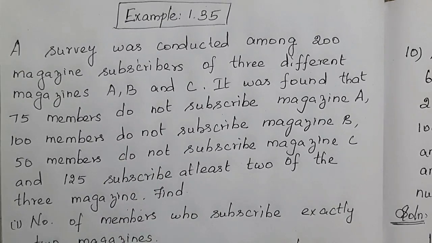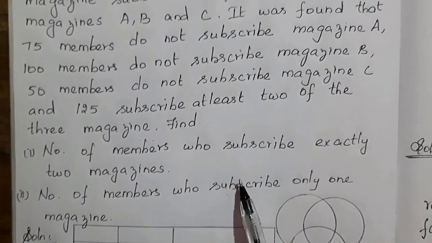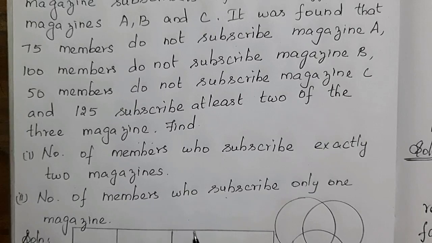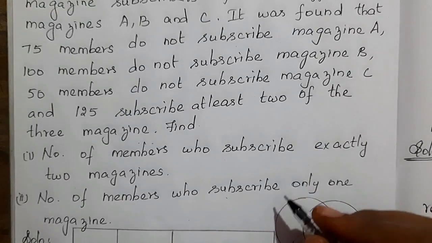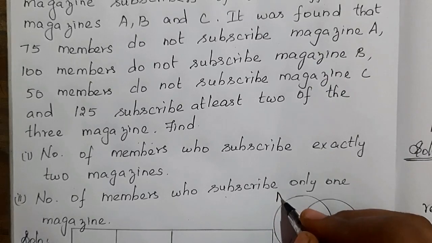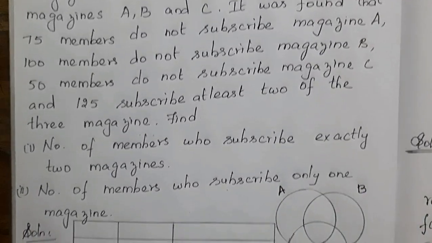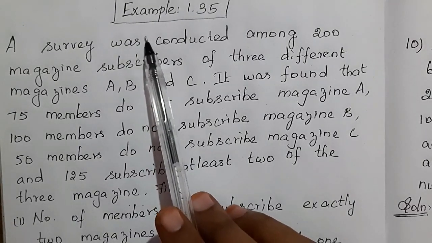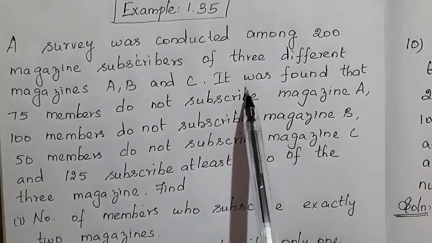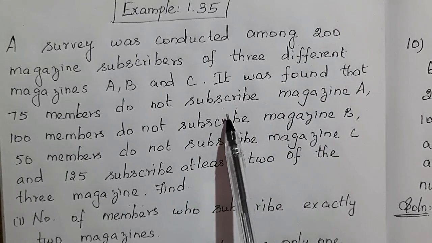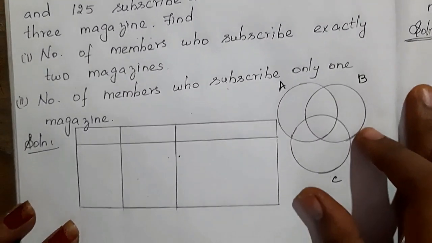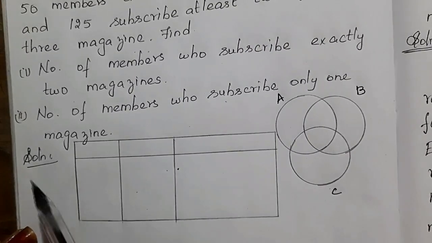So we have to find the number of members who subscribe to exactly 2 magazines, and the number of members who subscribe to only 1 magazine. Already they have given the subscribers of magazines A, B, C. I give the names here in the sets A, B, C. Listen, I already told you, this is the number of subscribers. But in the next sentence, everything is unsubscribed, so we have to change it. For that, I have a diagram. See, it is a tabular column.